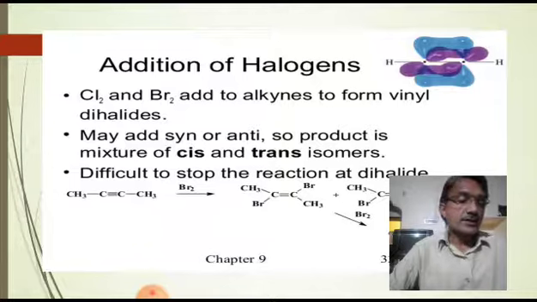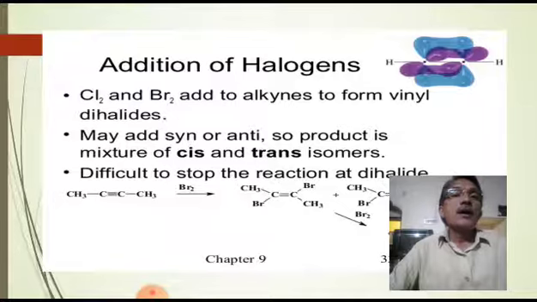Addition of halogens. Cl2 and Br2 add to alkynes to form vinyl dihalides. When Cl2 or Br2 is added, we get vinyl dihalides. They may add syn or anti, so the product is a mixture of cis and trans isomers. It is difficult to stop the reaction at the dihalide.